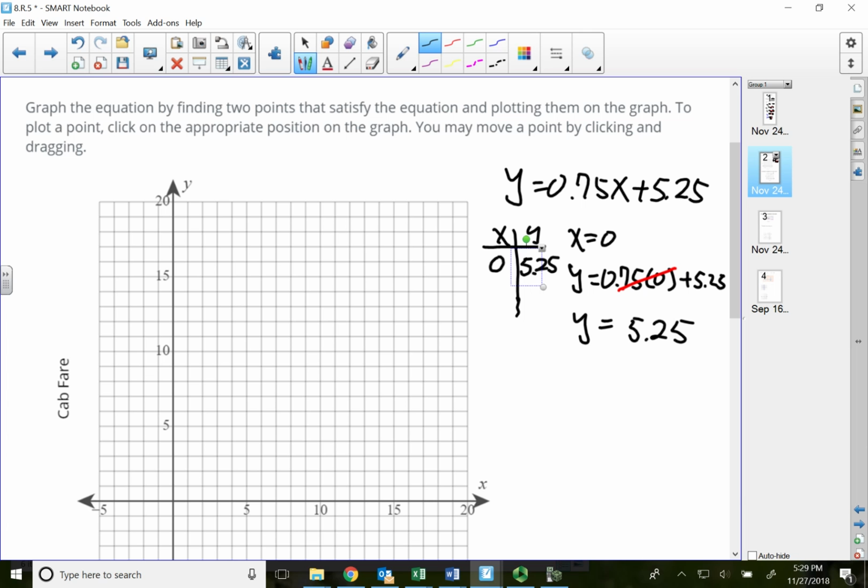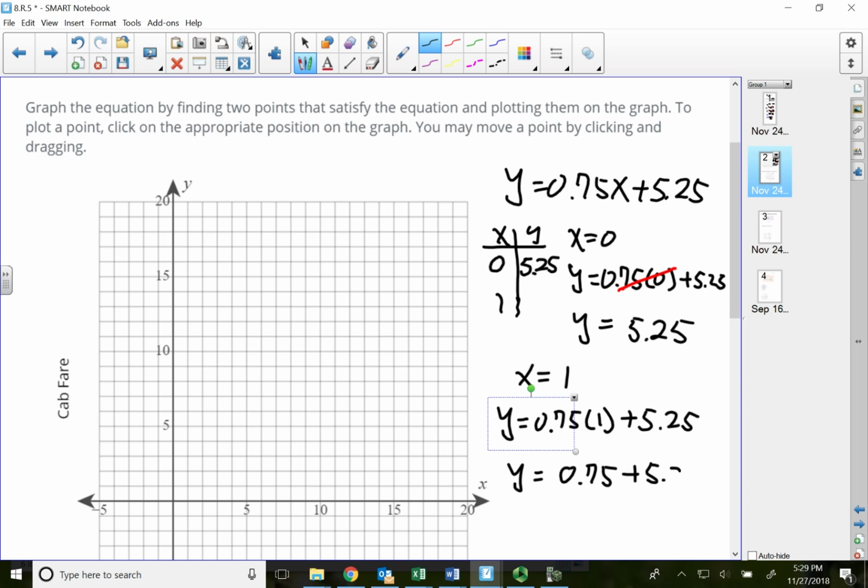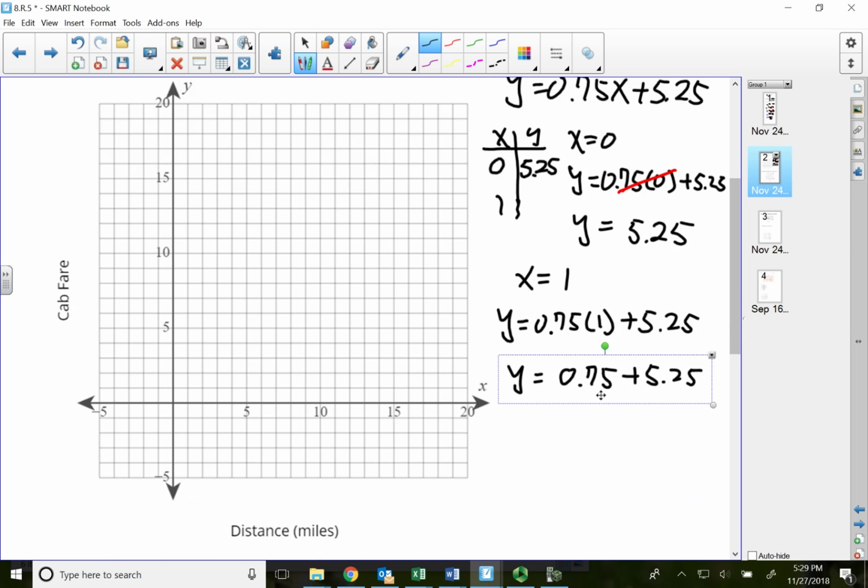I'm just gonna pick 1. Okay, pick 1 for x again. So when x equals 1, that will be y equals 0.75 times 1 plus 5.25. So this is going to be y equal to 0.75 plus 5.25. So $5.25 plus another 3/4. So that would just be $6. Okay. So if I go 1 mile, that will be $6.